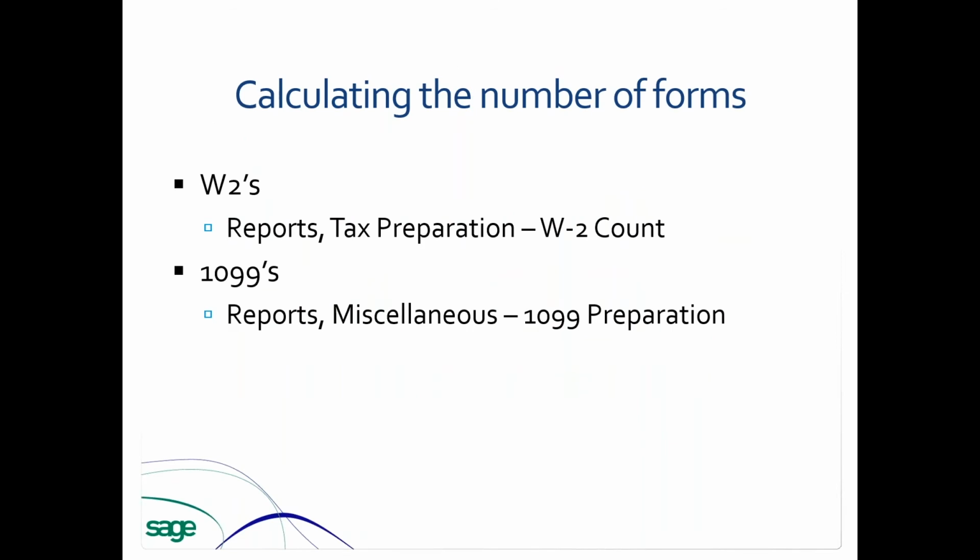Back to the forms: if you need to calculate the number of forms you're going to need, there is a report inside Payroll for W-2s under Reports, Tax Preparation, called W-2 Count. For 1099s, if you run the Reports Miscellaneous 1099 Preparation Report, that will also give you a number so that you know how much blank perforated paper you'll need to print the forms, if you are going to print them yourself. You won't need the perforated paper if you're going to let Atrix print and distribute your forms for you.